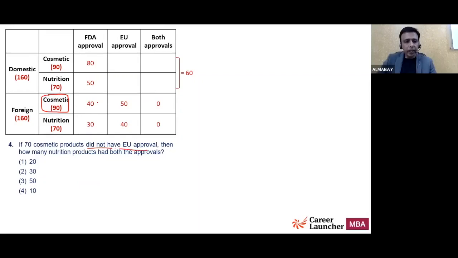These 40 did not have EU approval because both approvals wale 0 hain. 90 में से 50 had EU approval. So foreign products में से there will be 40 which would not have EU approval. So domestic में से we could have understood there will be 30 products which does not have EU approval. That means out of 90 there will be 60 that would have EU approval.